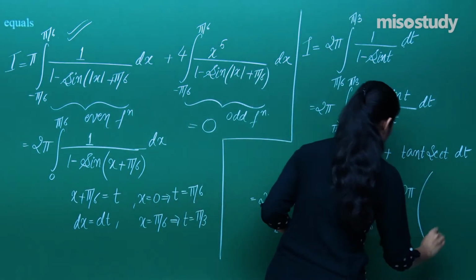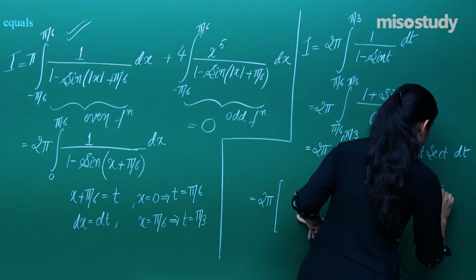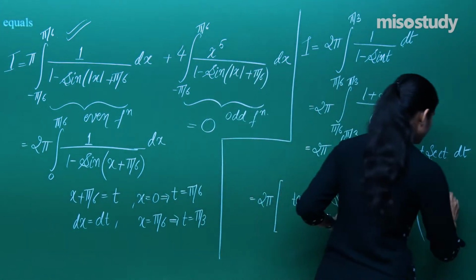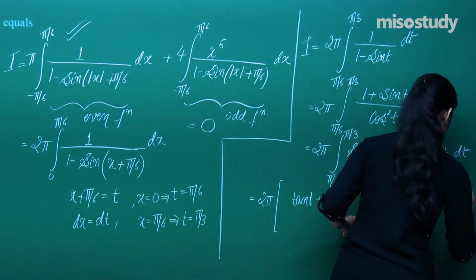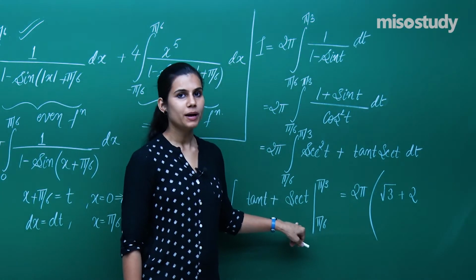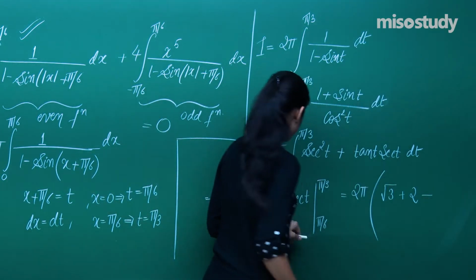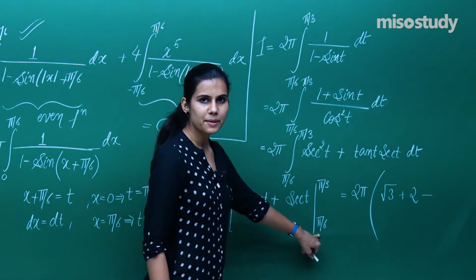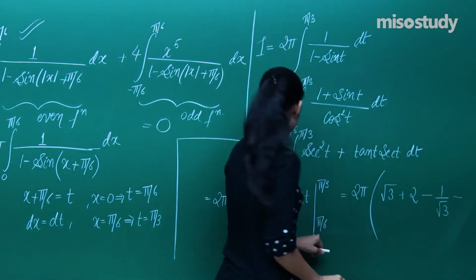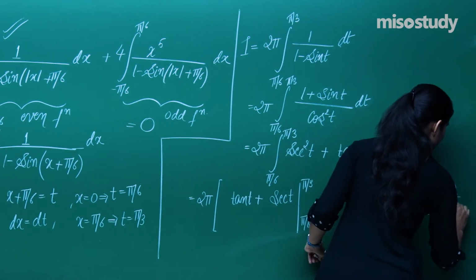This gives you what? Already you have 2. What is tan of pi by 3? It is root 3. Plus sec of pi by 3 is 2. Why? Because sec is 1 upon cos t. Cos of pi by 3 is 1 by 2. So 1 upon 1 by 2 is 2. Minus tan of pi by 6 is 1 by root 3, again minus sec of pi by 6 is 2 by root 3.